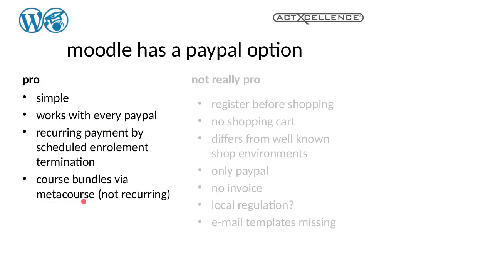And you can also sell course bundles with Meta course. You sell the Meta course with PayPal, and people get enrolled in other courses. But Meta course does not work together with scheduled enrollment termination. There's the bug. The dates will not be distributed. It's not really a bug. It's not implemented. So it will take some more time to get this functionality. It needs a version upgrade and will not be done in old versions. So maybe 2.9 has it already. I'm not sure.